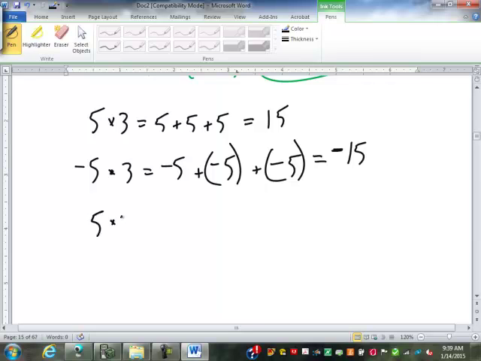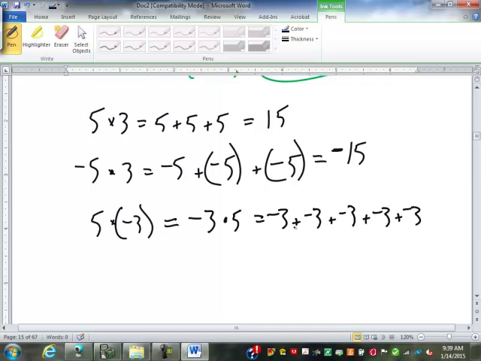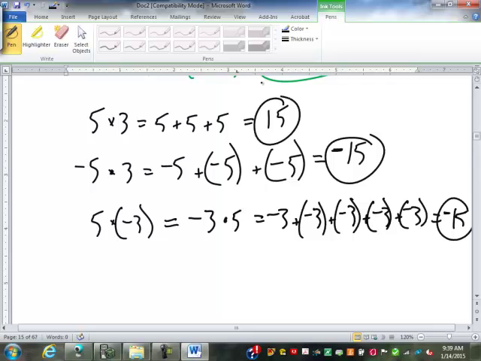How about 5 times negative 3? Can I take 5 and add it to itself negative 3 times? No. But what we can do is flip this around and say instead of 5 times negative 3, we can do negative 3 times 5. So we're going to take negative 3 and add it 5 times, or 5 negative 3s and add them together. So it is still negative 15. Well, we'll get there yet. Hang on there. You're getting ahead of us.